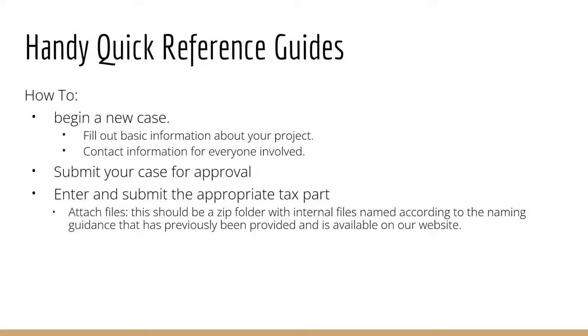The how-tos will cover how to begin a new case and fill out basic information. You will want to make sure that you provide contact information for everyone involved. And that is what the case record, or the primary record for your project, is covering. And then there will be individual parts that you will be submitting. And so when you submit your tax part, that is where you will attach your files.